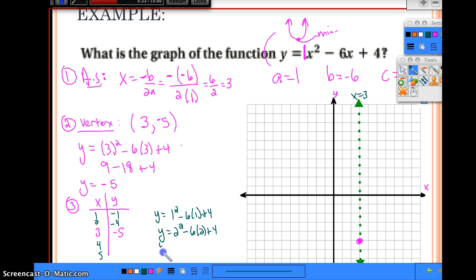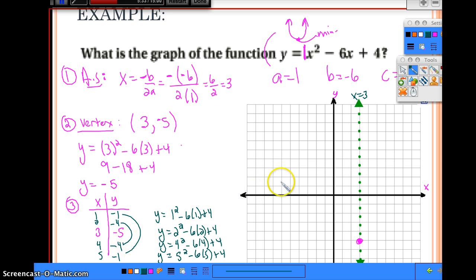Put in my 4. That would be 4 squared minus 6 times 4 plus 4. I've got 16 minus 24 is -8. -8 plus 4 is -4. Notice how these guys are coming out the same. They should, because they're symmetrical. So we get 5 squared minus 6 times 5 plus 4. That's 25 minus 30 is -5, plus 4 is -1. And these guys are symmetrical as well.